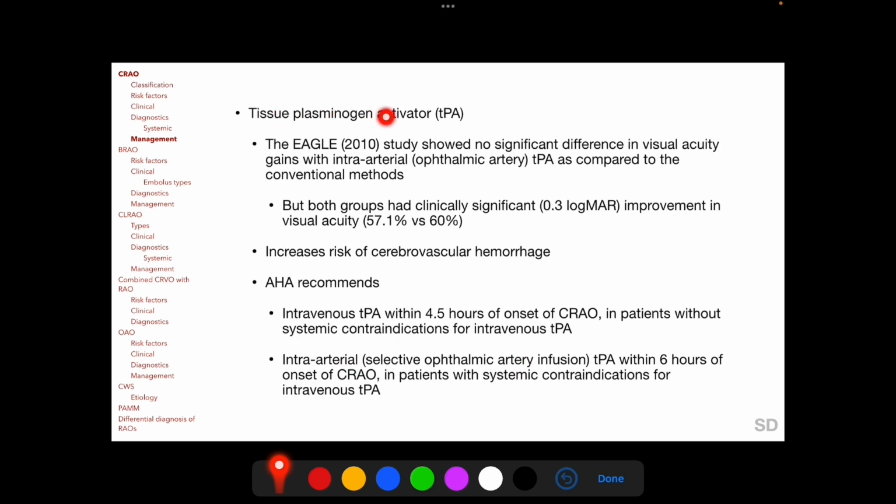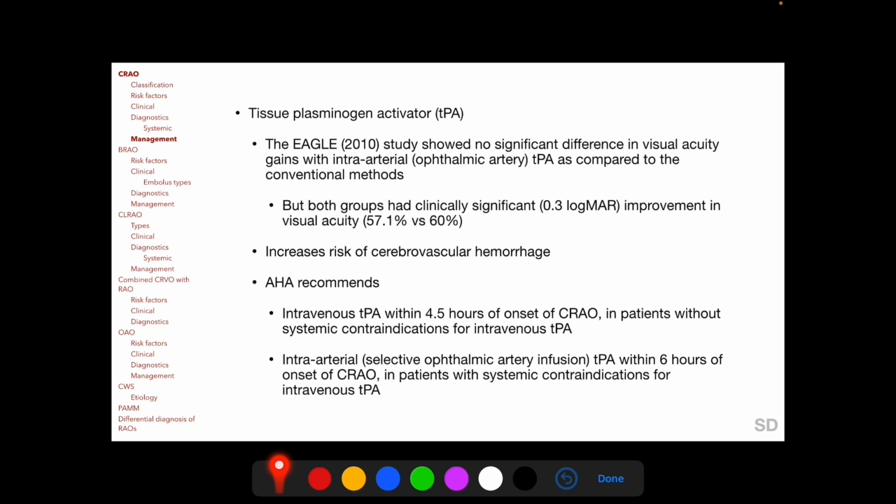Tissue plasminogen activator or TPA injection has been employed to rescue ischemic retina following CRAO, but the EAGLE study showed no significant difference in visual acuity gains between intraarterial TPA and conventional methods just described. But both groups, intraarterial TPA and conventional methods, had clinically significant visual acuity improvement, and so either or both can be instituted as early as possible following onset of CRAO.